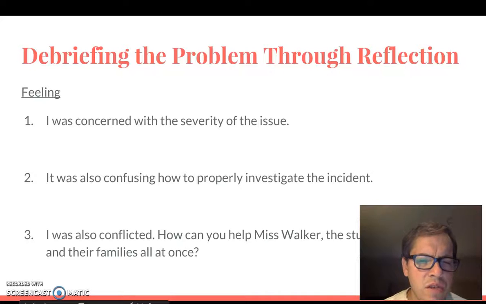And lastly, I was also conflicted. How can I help Miss Walker, the students, and their families all at once? It's going to take a lot of patience and a lot of, I guess, finagling to solve the problem and make sure that all three parties are feeling cared for and safe, and both the academic and well-being of the students is being promoted, as well as Miss Walker's.